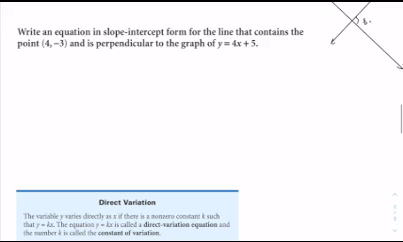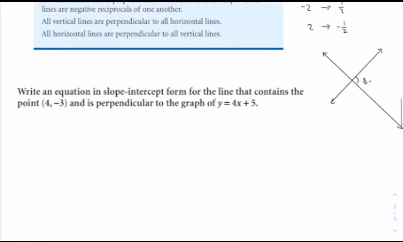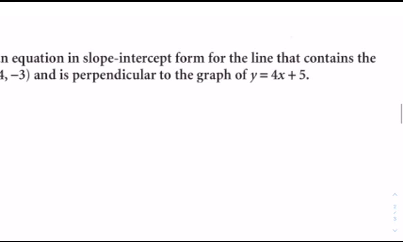Write an equation in slope-intercept form for the line that contains the point (4, -3) and is perpendicular to the graph of y equals 4x plus 5. So when you're trying to find the perpendicular to the graph of y equals 4x plus 5, you would, as stated above, use the negative reciprocal of the slope. So the negative reciprocal of the slope, which is 4, would be -1/4.